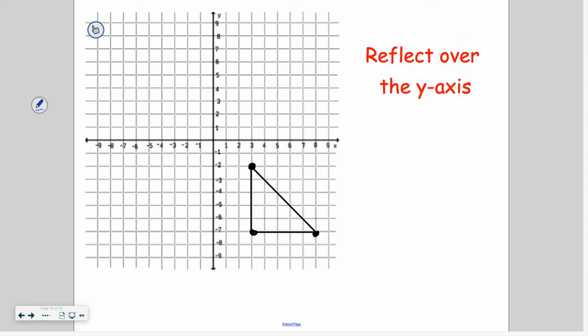Go ahead and try this one on your own, reflecting over the y-axis. So that orange is our image after we have reflected over the y-axis. If you have questions about this, please let me know and I would be happy to help you.